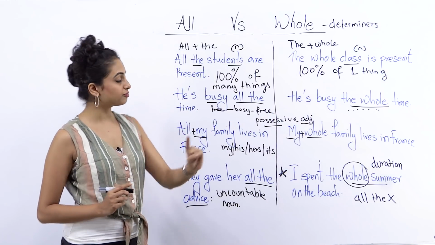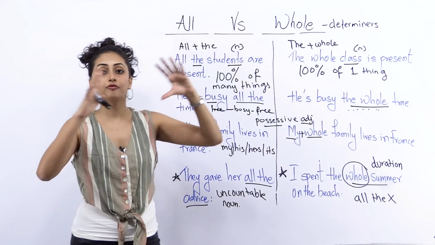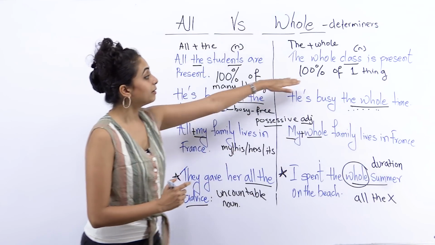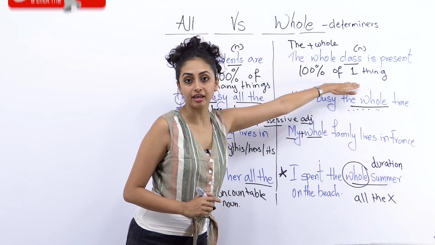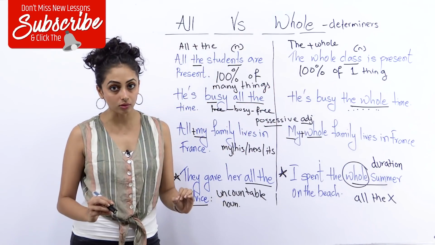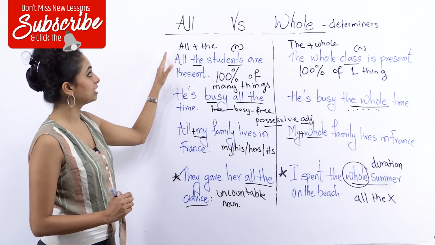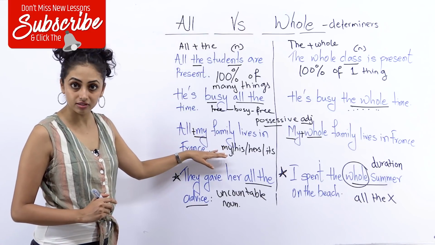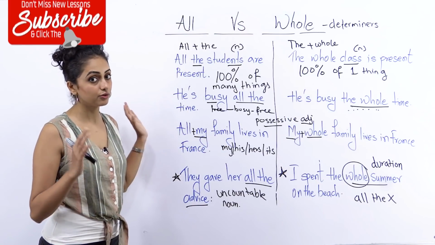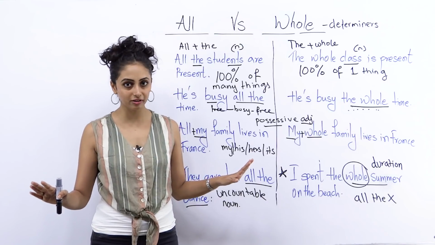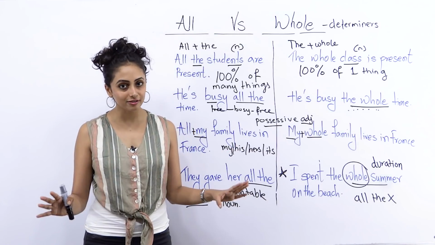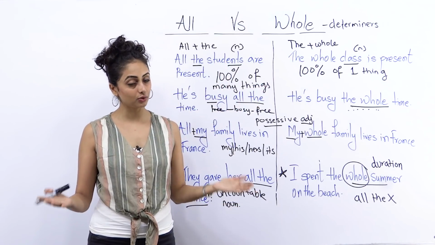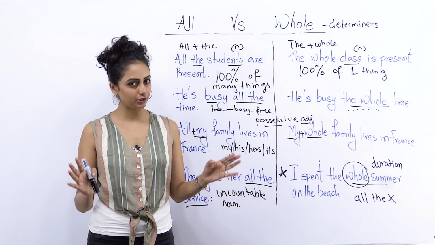The one thing that you would remember is that 100% of many things makes it all, okay? But 100% of one thing will make it whole. And other things such as the article over here, uncountable noun over here, possessive adjectives in this case. These are things if you remember, you will not be confused and you would not confuse others when you're using all or whole. I hope this has sorted out some of your confusion and your trouble.